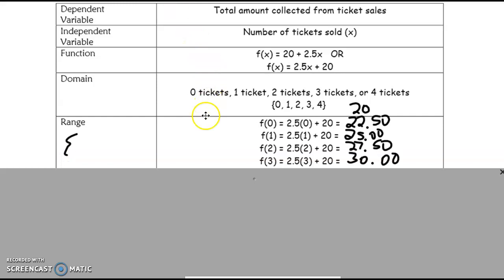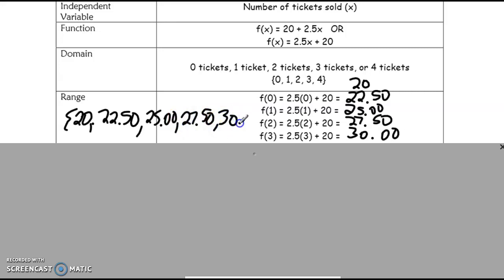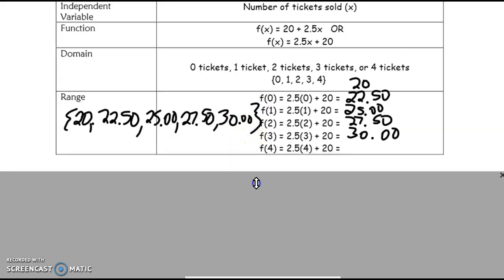Hold on, let me move this. It's going to be 20. Then we'll go 22.50, 25, 27.50, and then 30 in the squigglies. And that's how you would state your range. Sorry, it's not super neat there. Okay.